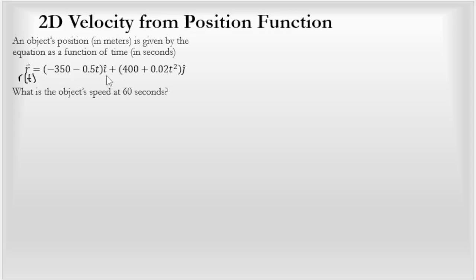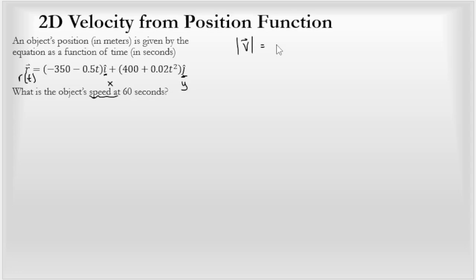And what I'm going to notice is there's this hat notation in here. i hat means in the x direction and j hat means in the y direction. If there was a k hat, that would be in the z direction. And it asks, what is the object's speed at 60 seconds? Well, if I want to look at the speed, that's the absolute value of the velocity, the total velocity vector. So I'll take the absolute value of that.